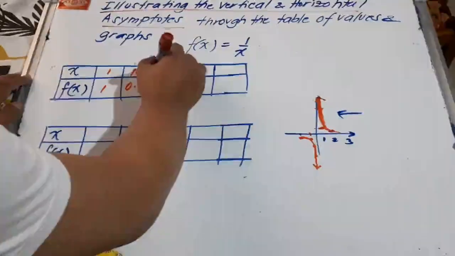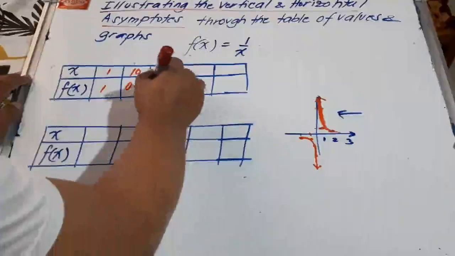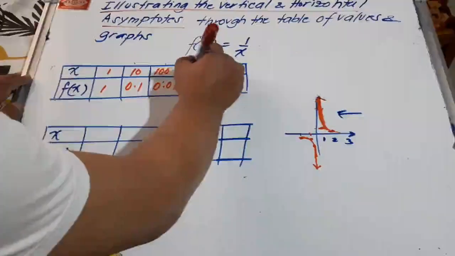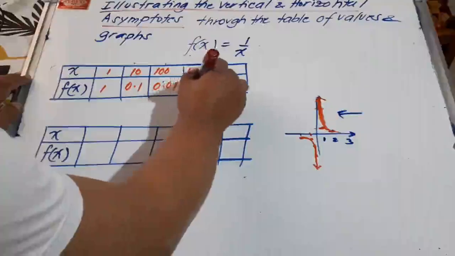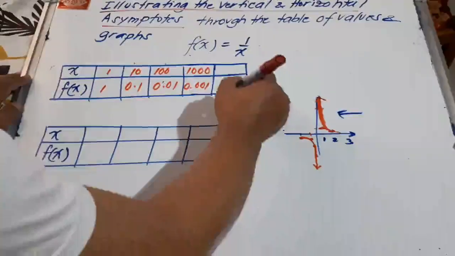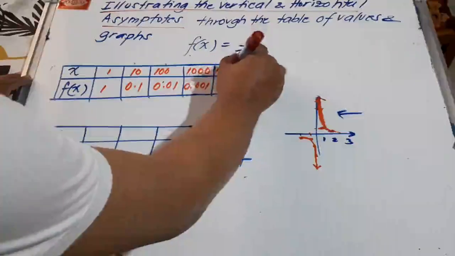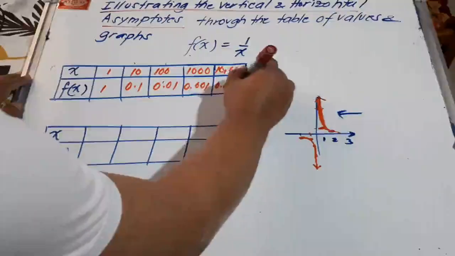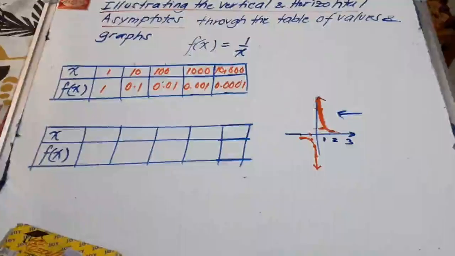If x is 100, this is 0.01. If x is 1,000, this is 0.001. And if x is 10,000, f of 10,000 is 0.0001. So, tingnan natin kung anong nangyayari sa kanya.